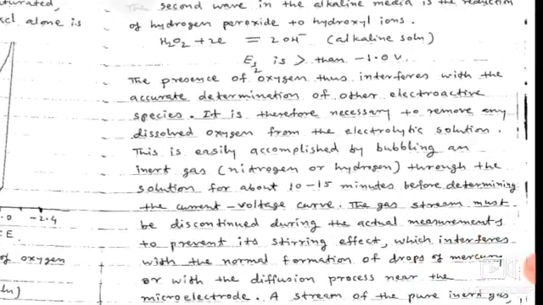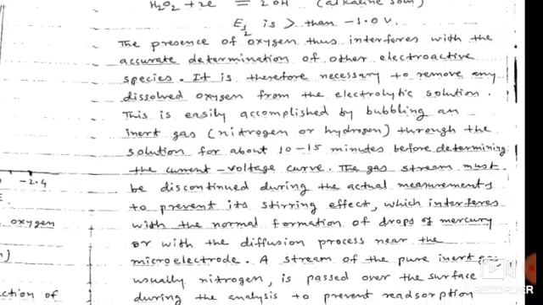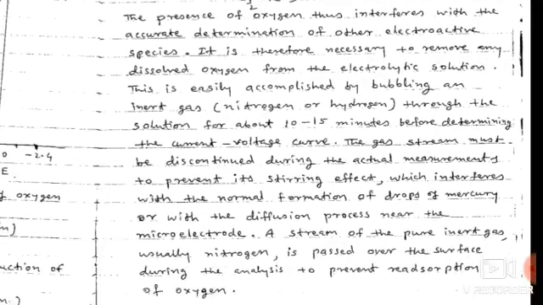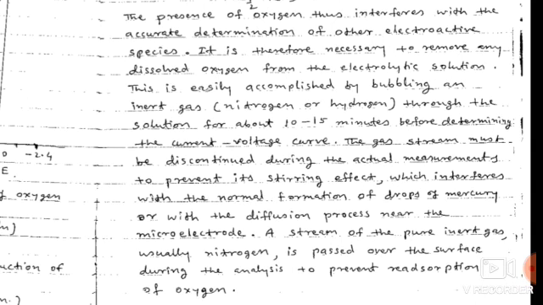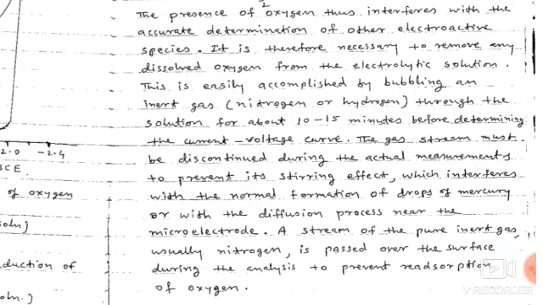The presence of oxygen thus interferes with the accurate determination of other electroactive species. It is therefore necessary to remove any dissolved oxygen from the electrolytic solution. This is easily accomplished by bubbling an inert gas, that is nitrogen or hydrogen, through the solution for about 10 to 15 minutes before determining the current voltage curve.